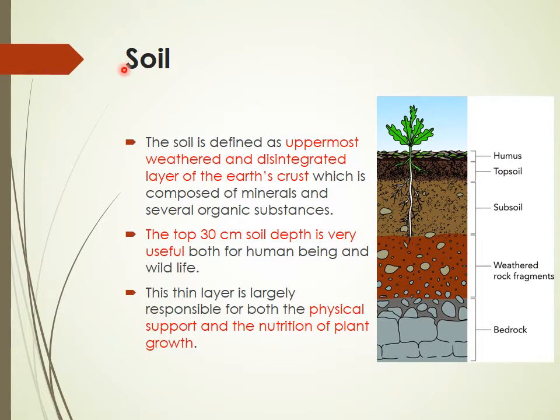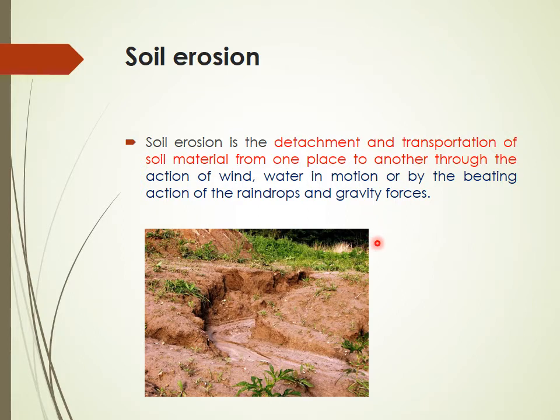Soil is the uppermost weathered and disintegrated layer of the earth's crust. When you take the top 30 centimeters of soil depth, it is very useful for human life, as well as wildlife and also for plants. For plants, it provides physical support as well as a variety of nutrients for plant growth. Then we can see what soil erosion is.